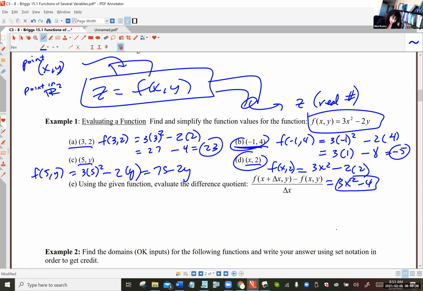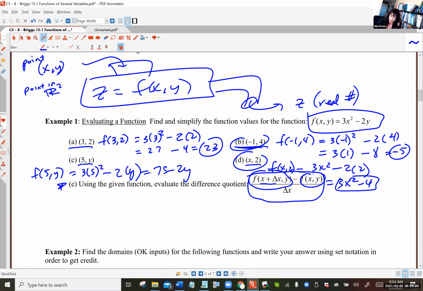Okay, and then the last thing I'll do here for example 1 is this difference quotient, which is going to show up a lot in Calc 3. You'll see why next week. But what it's asking for is you're going to first evaluate your function f at x plus delta x, y, that's some point, and then you'll subtract f of x y, and then you'll divide by delta x.